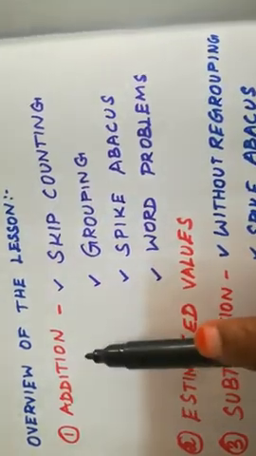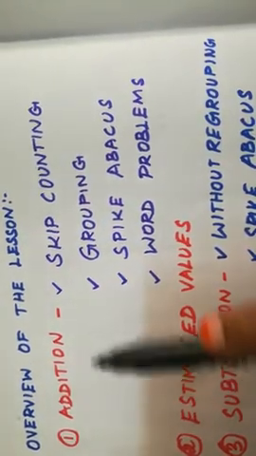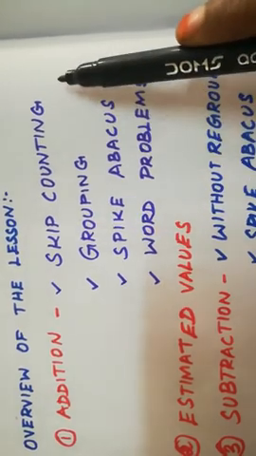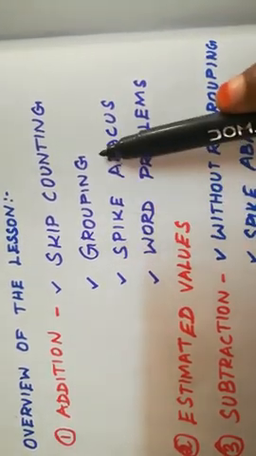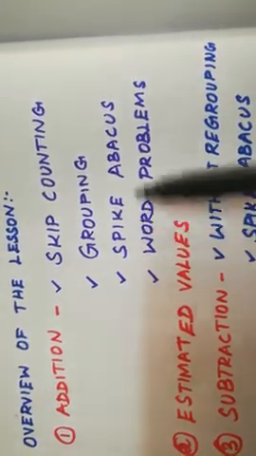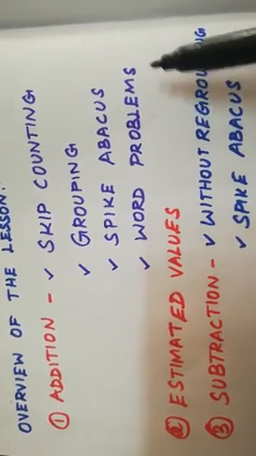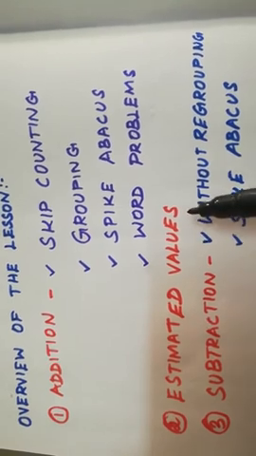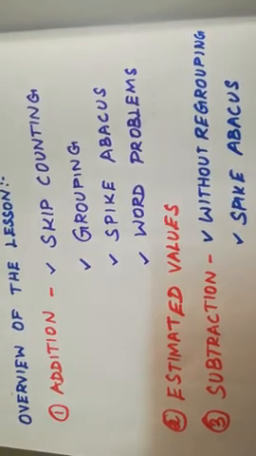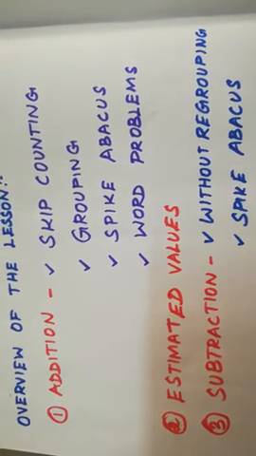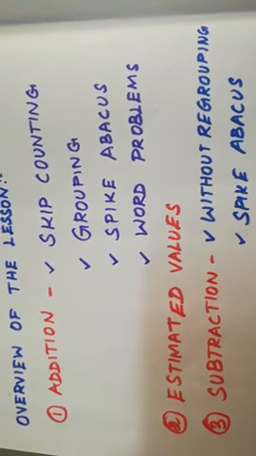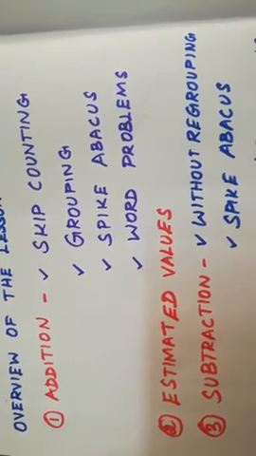First one, addition. Addition with skip counting, using the grouping method, using the spike abacus method, then word problems. Second one, estimated values. If they give any numbers for the total, we have to find the estimated value of the number or total.